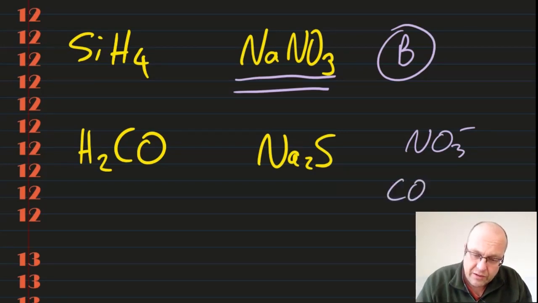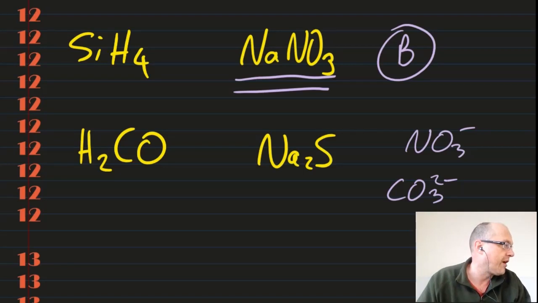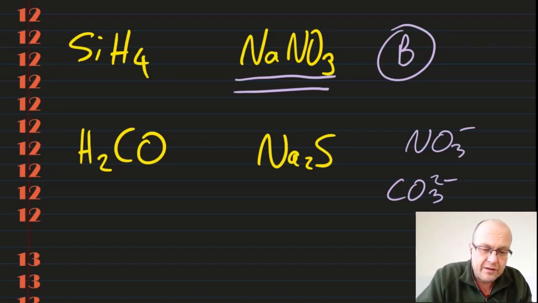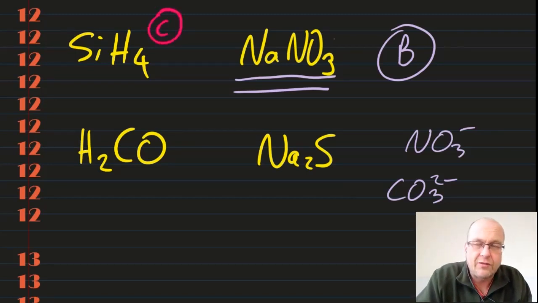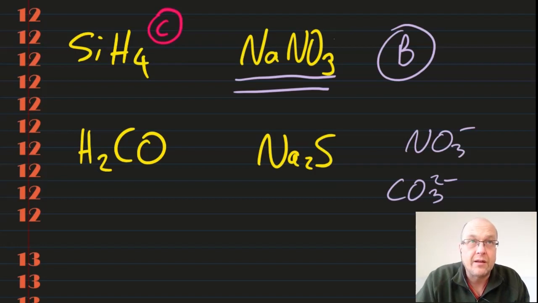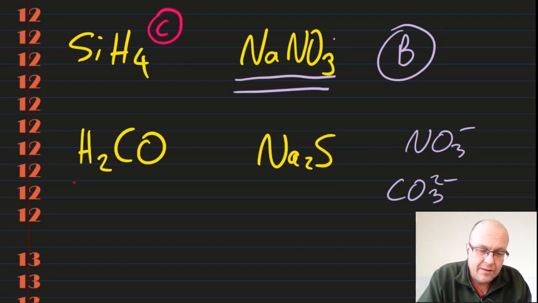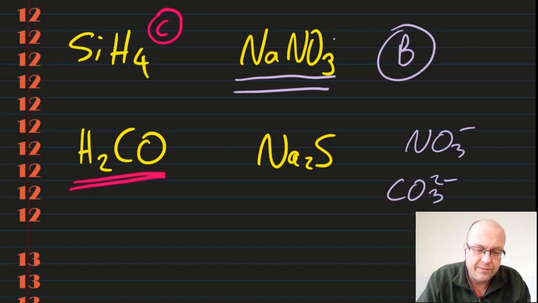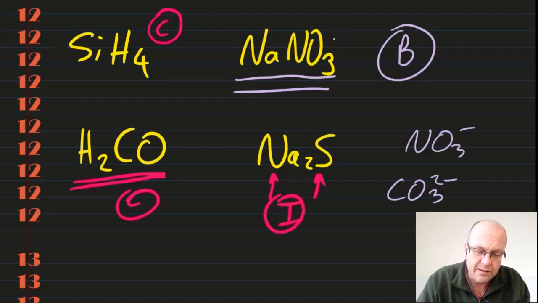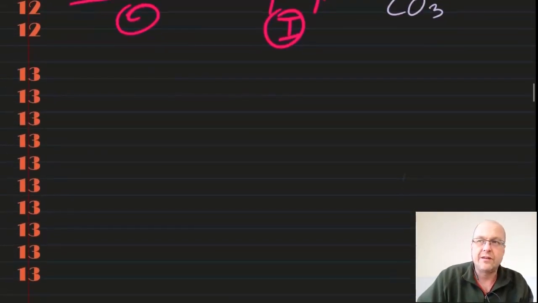And carbonate also is a covalently bonded molecule with a charge. So those are ions. That's a straightforward question they ask every year. But what about the others? Silicon tetrahydride, that's covalent. I would imagine the difference in electronegativity is less than 1.7. This is methanol, so that's covalent. And that's sodium sulfide, a metal and a non-metal. That's probably ionic. All right, 13.